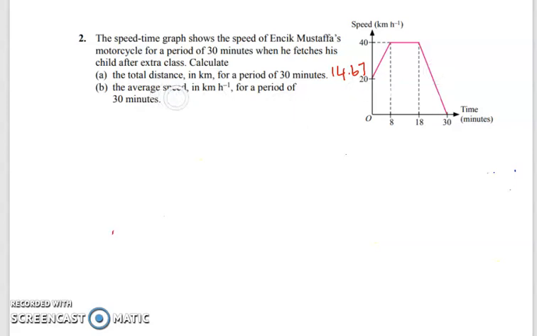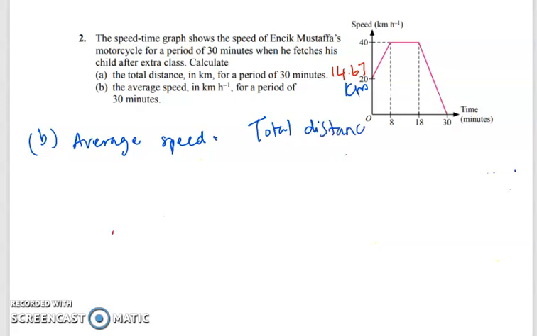From the first part, we already know the total distance for a period of 30 minutes is 14.67 kilometer. Now, question B. Calculate the average speed in kilometer per hour for a period of 30 minutes. So do you still remember the formula for average speed? So average speed is equal to total distance travel over total time.